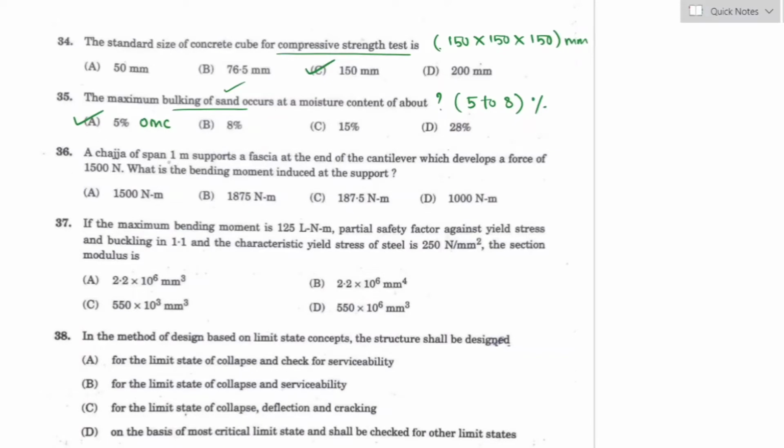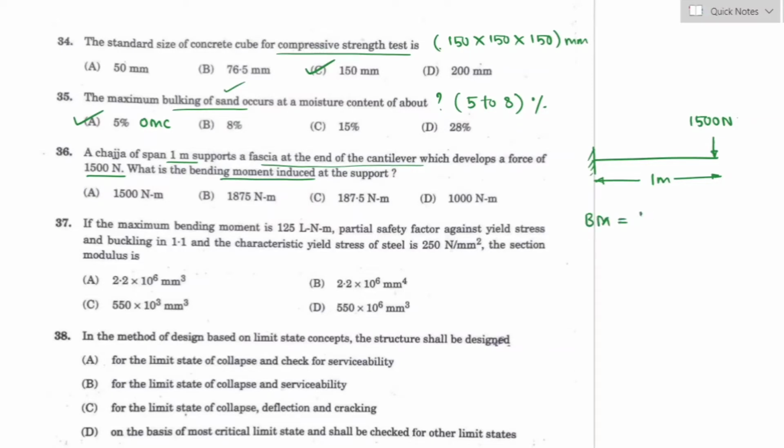Question number 36. A chajja of a span 1 meter supports a fascia at the end of cantilever which develops a force of 1500 Newton. What is the bending moment induced at the support? So let's draw a free body diagram of a cantilever chajja of a span length of 1 meter having a total force at the free end of 1500 Newton. So we have to find the bending moment of this cantilever.